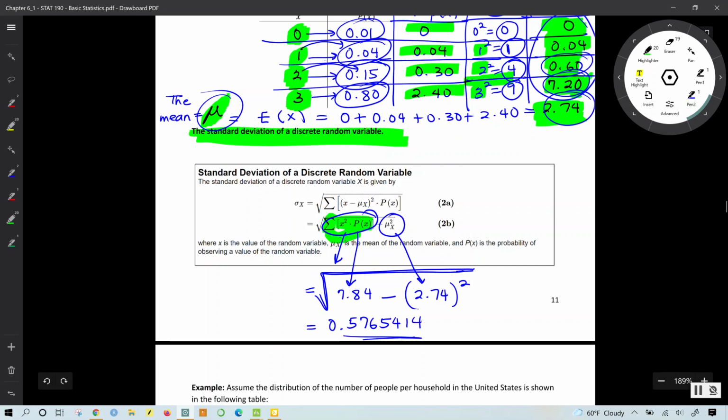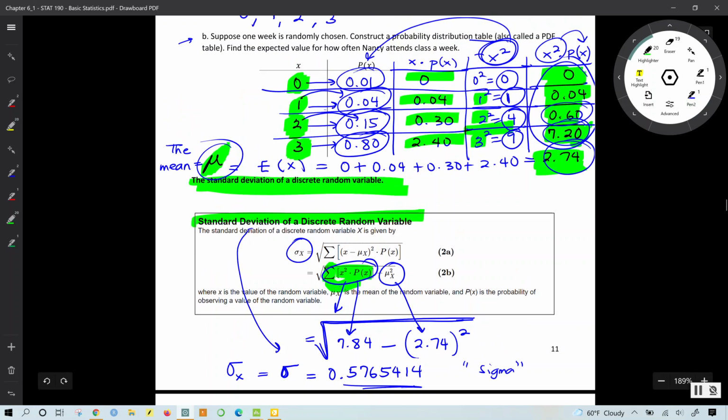0.5765414. This is the standard deviation. Standard deviation of x is written as, put the 0, then put a bar over it. Then, if you like, you can put x, and if you like, you can keep it as a generic one. We can write either standard deviation, or sigma subscript x, and this is pronounced sigma. It represents the standard deviation of a discrete random variable.